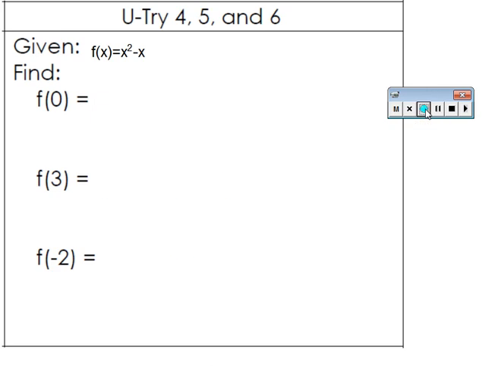Here's your U-try. Go ahead and copy it down. Remember that this is y is equal to x squared minus x. So we are substituting x values and finding corresponding y values for every given x.